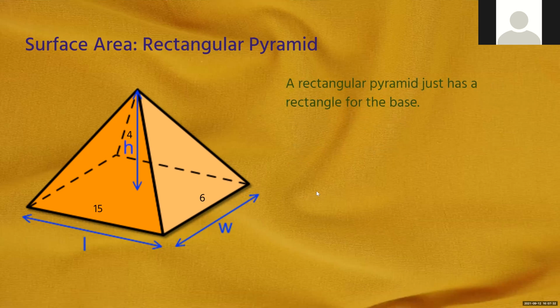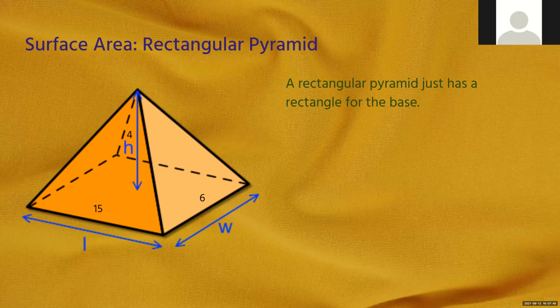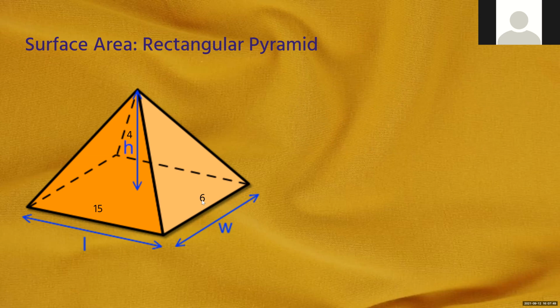I have a question. Yeah, go ahead. So you said this is a prism, but isn't this a pyramid? This is a pyramid. Did I misspeak? Yeah, you said prism. Oh, okay. Sorry about that. Okay, so yeah, a rectangular pyramid.